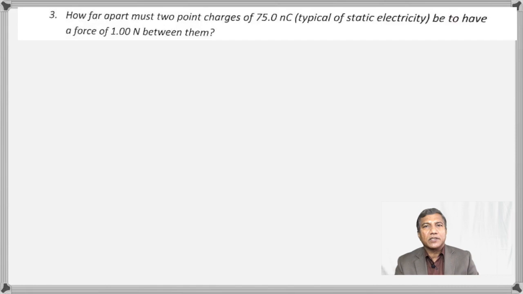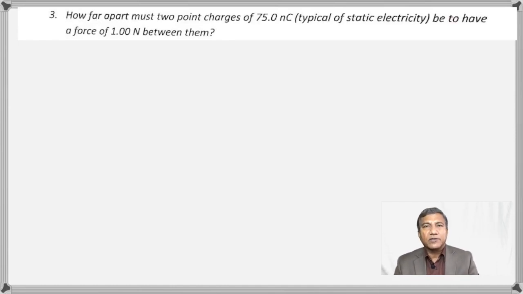This problem deals with Coulomb's law, where you have the formula for the force acting between 2 point charges kept at a certain distance. So in this question it says, how far apart must 2 point charges of 75.0 nanocoulomb be to have a force of 1 Newton between them? So the 2 charges are 75 nanocoulomb each, and the force between them has got to be 1 Newton. And what is the distance for creating that force is the question.